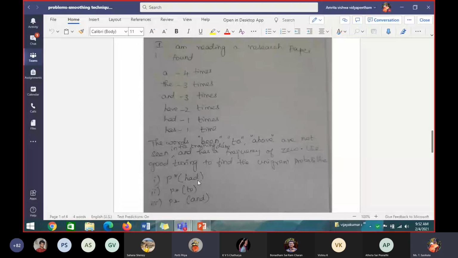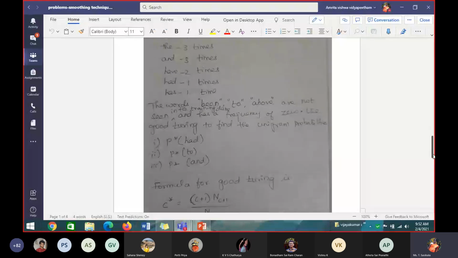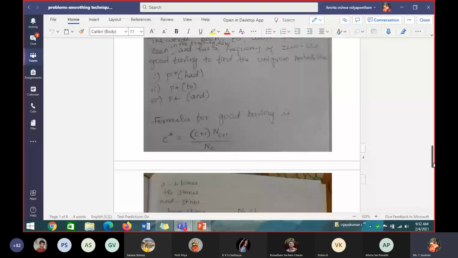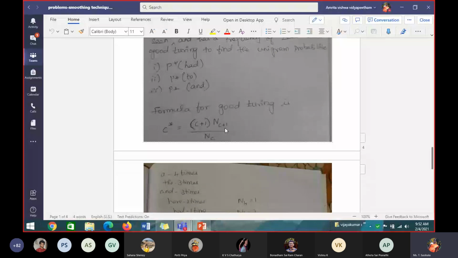See, I will show it in the next slide. See, this is the formula. Those who do not have the formula, please take it. The formula for Good-Turing is C star is equal to C plus 1, N C plus 1, where C plus 1 is in the suffix, divided by N suffix C. This is the formula. Please make a note.